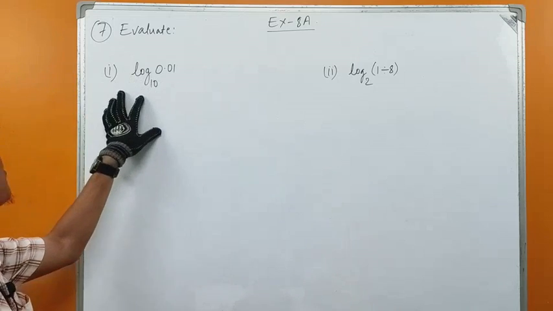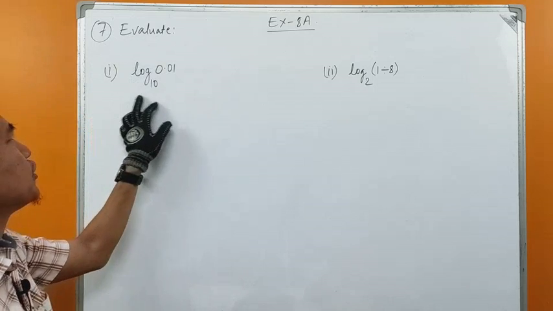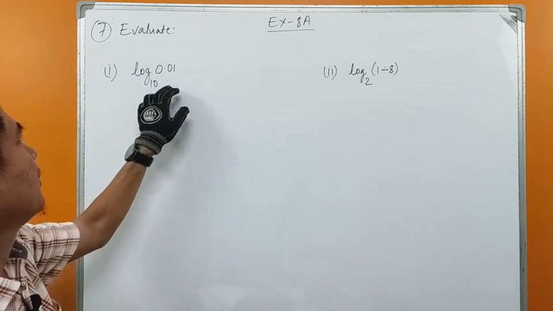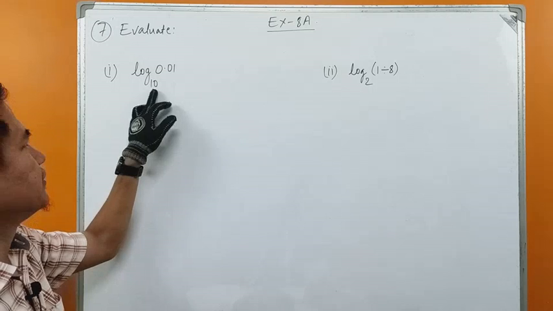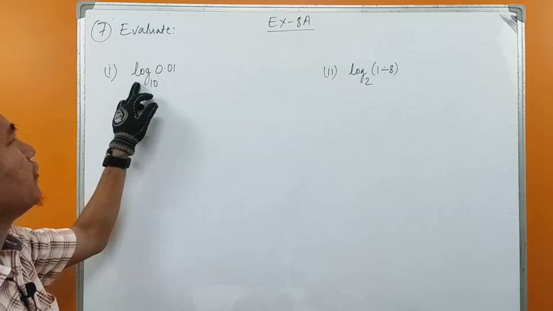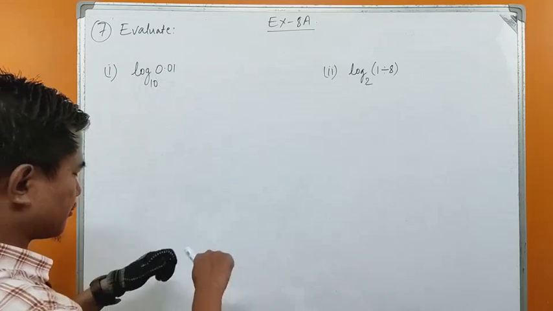So this is question number 1 of 7. We are asked to evaluate. Evaluate means we are asked to find the value of this: log 0.01 to the base 10. We are asked to find the value of log 0.01 to the base 10. Okay, so let's do this.